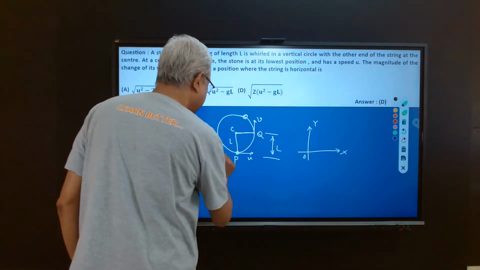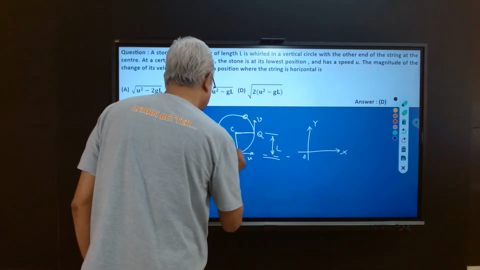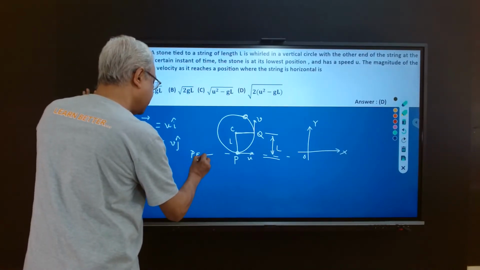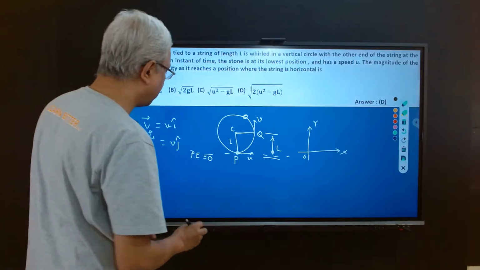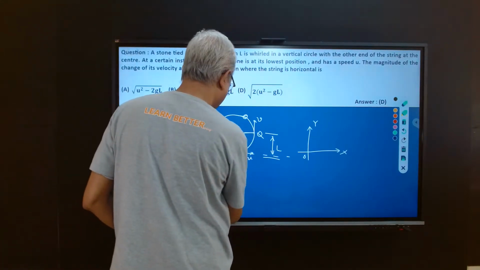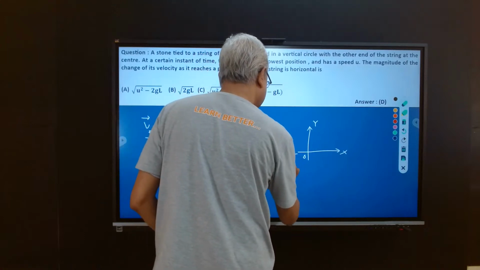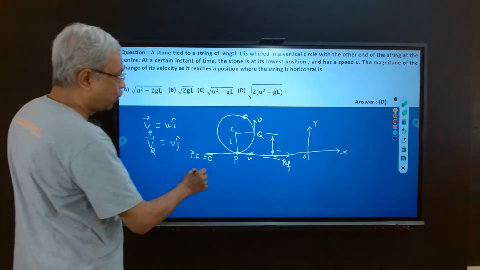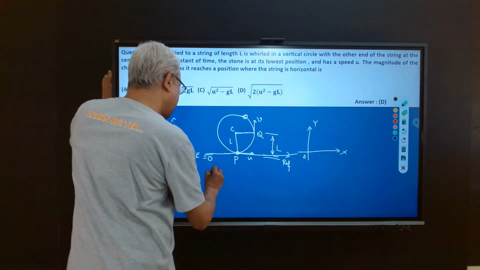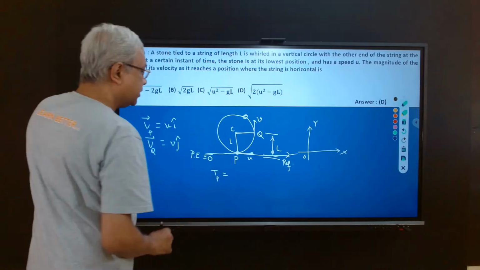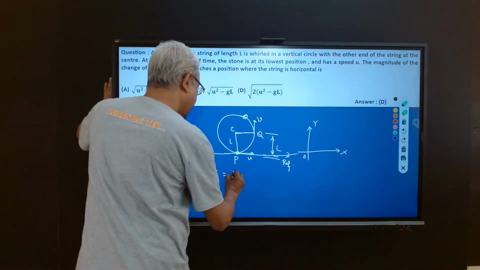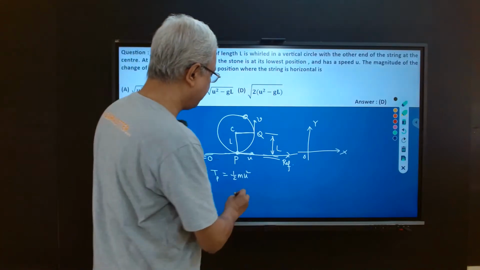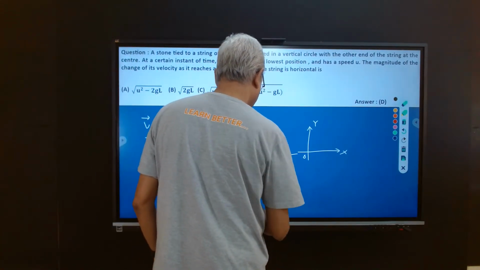If I take this particular level as zero potential energy, this is the reference plane. This particular horizontal line is the reference line where we assume the potential energy to be zero. So, what is the total energy of the particle at P? It is half m u square, and potential energy I have taken as zero.